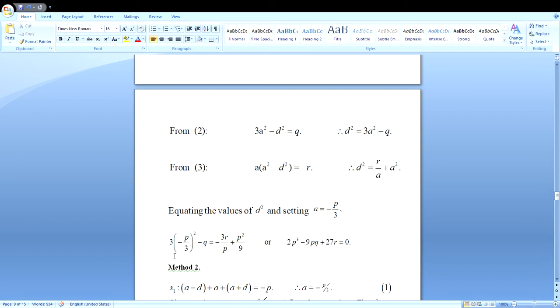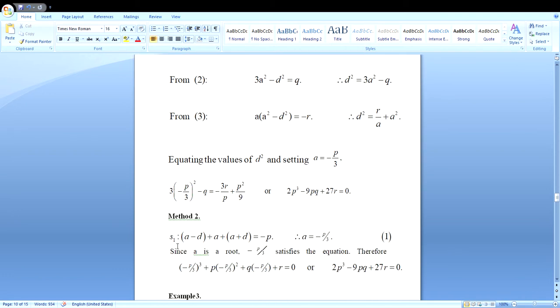We can write 3 into minus p by 3 whole square minus q equal to minus 3r by p plus p square by 9. Now simplifying this, you will get 2p cube minus 9pq plus 27r equal to 0.